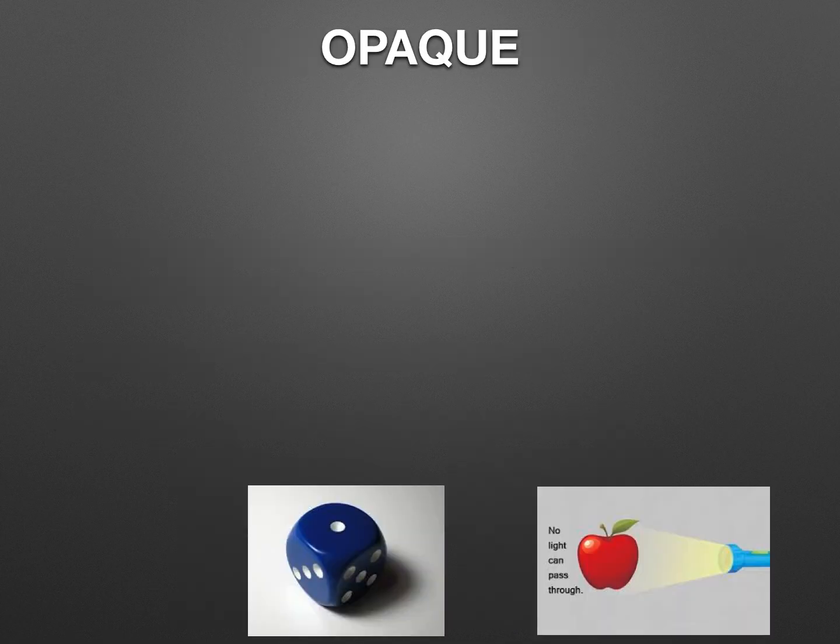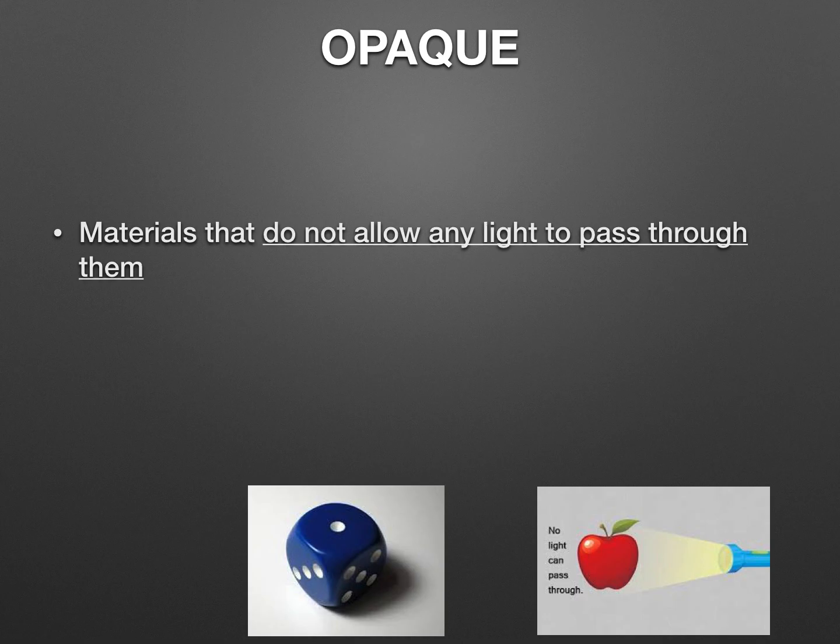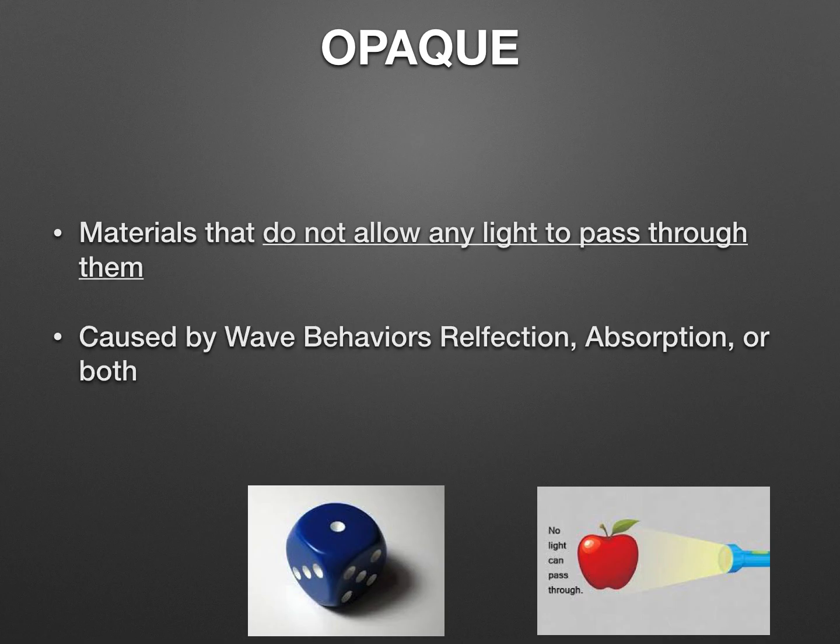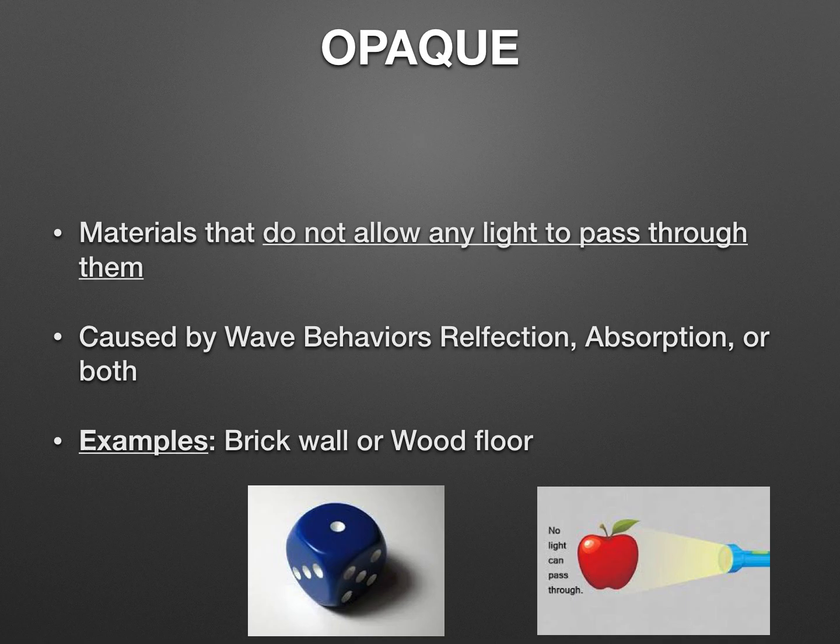And the last of the materials we're going to talk about are opaque materials, which means materials that do not allow any light to pass through them. Now this can be caused by one of two things. It can either be caused by something completely reflecting, which I spelled wrong there. It can be something that's completely absorbing, or it can be caused by both. Examples of this would be a brick wall or a wood floor. I also have that dice there. If you put light on that, nothing's going to go through because it's going to absorb all that. And then the apple is not letting any light pass through it, so it's opaque.